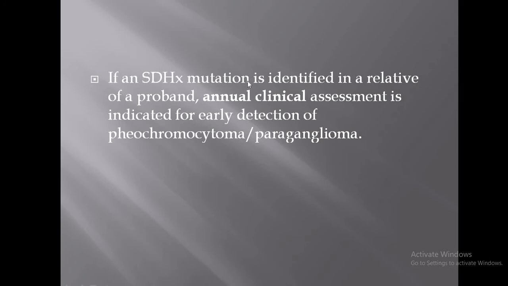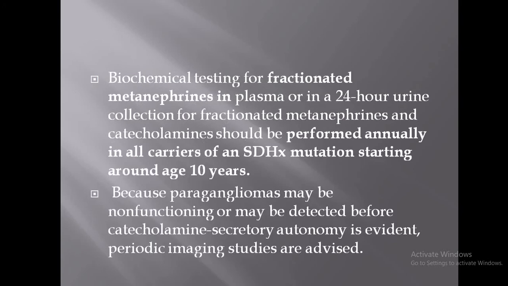If an SDHX mutation is identified in a relative or a proband, annual clinical assessment is usually indicated for the early detection of pheochromocytoma or paraganglioma. Biochemical testing using fractionated metanephrines in plasma or 24-hour urine should be performed annually in all carriers of SDHX mutation starting around age 10 years. That's very important. Either from the plasma or from the urine, you have to measure the fractionated metanephrines, and that has to be performed annually if the patient is found to be a carrier of an SDHX mutation.